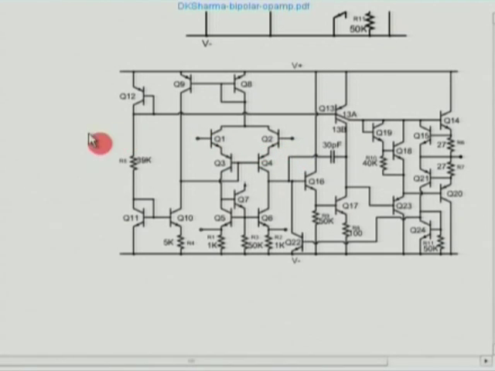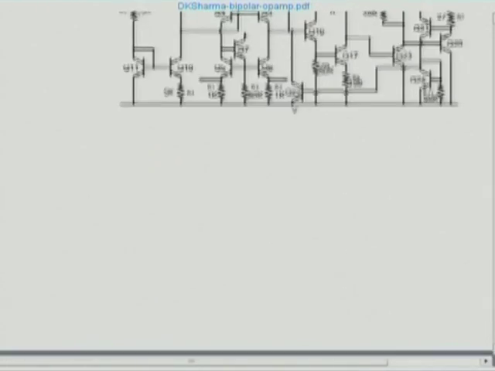Since it is already 12:20 and we do not have too much time left, what I would like to do is to stop the description of this circuit here and then we can go over to a discussion session.